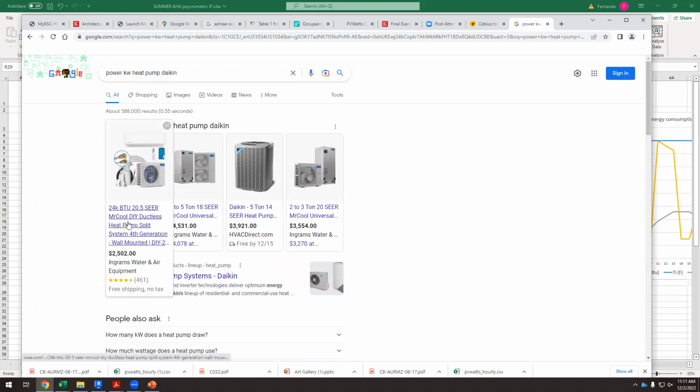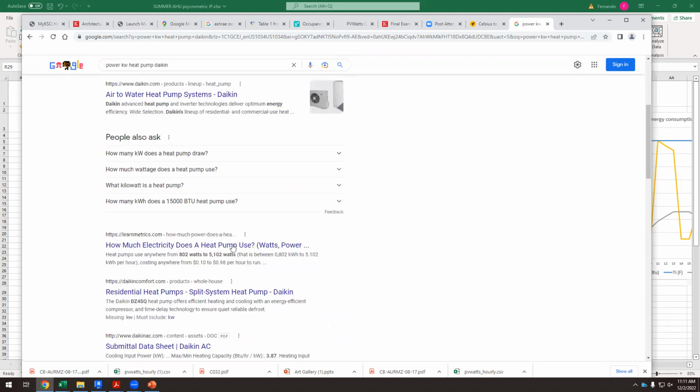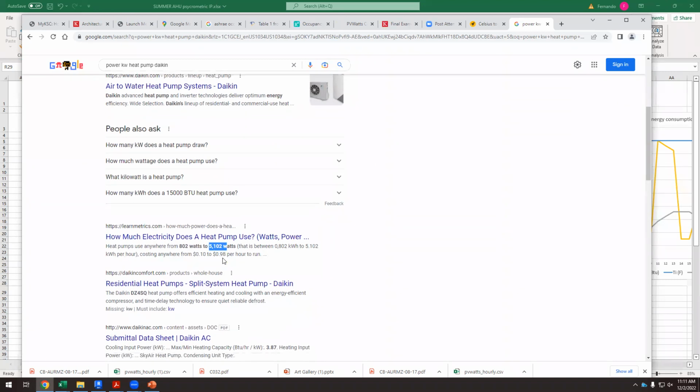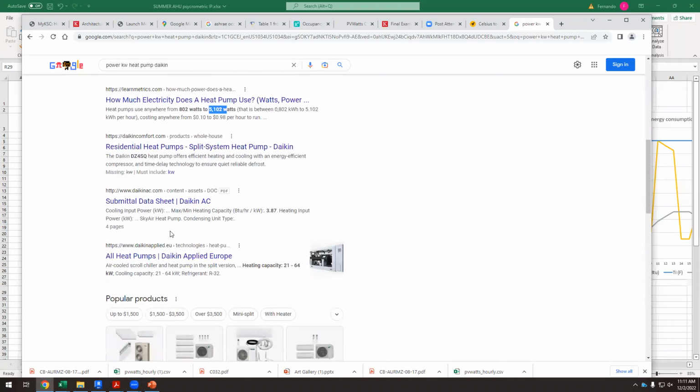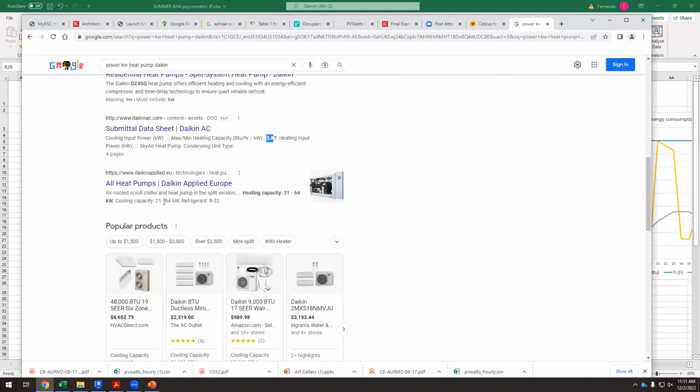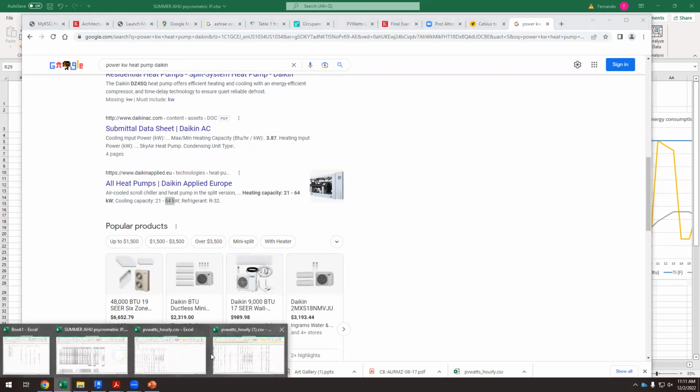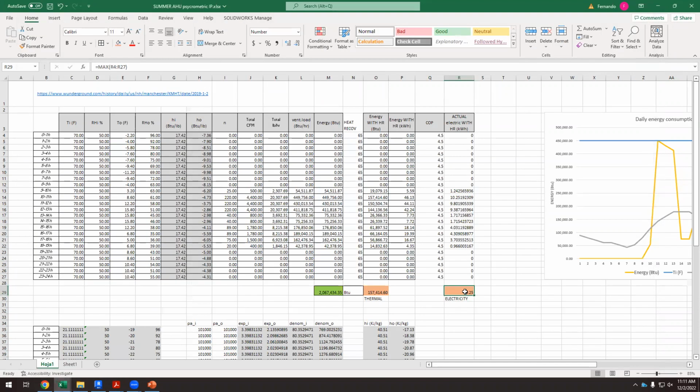Do we have information? So this is 24. This is 5,000 watts, so it's 5 kilowatts. This is 3.5. It's not enough. 64. Okay, anyway, we have to find something that is above 10 kilowatts, because this is the maximum electric power that we need.